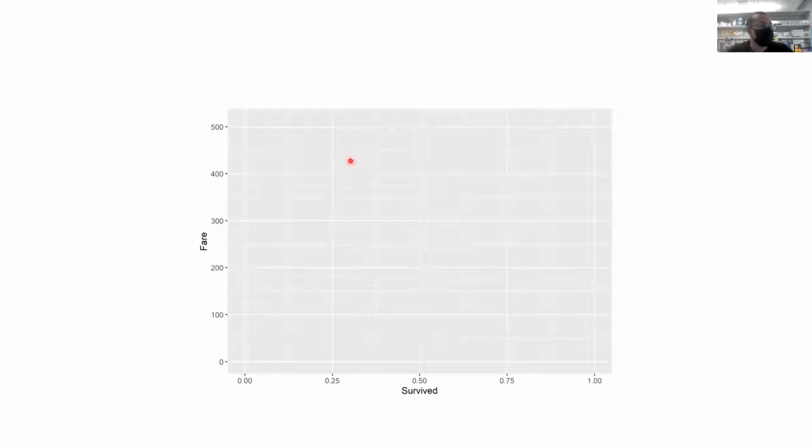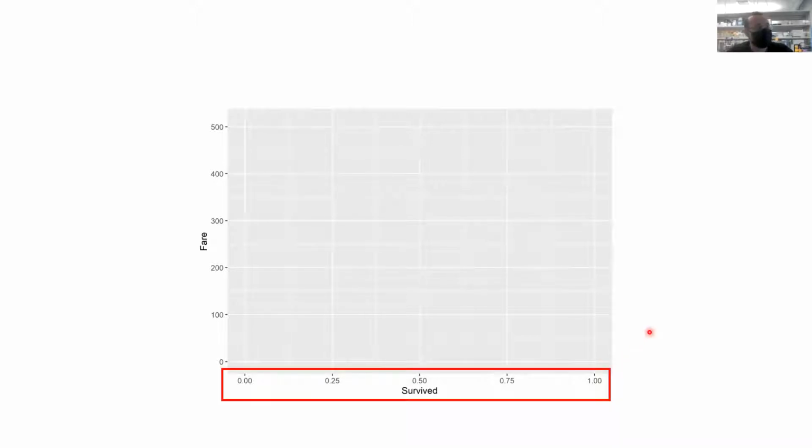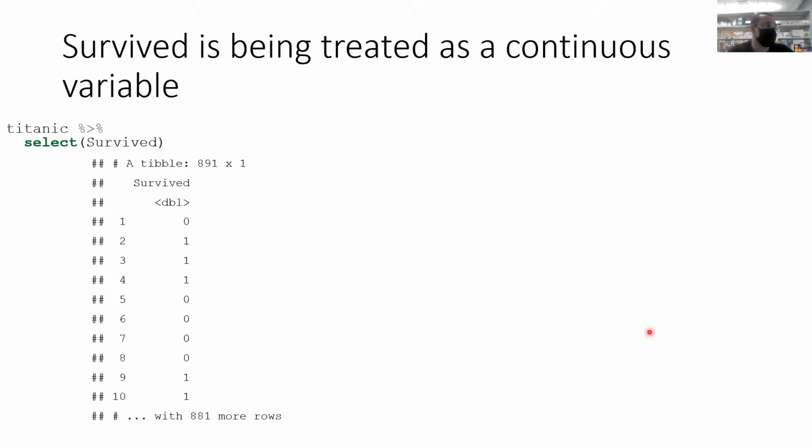And so right away, you notice a problem. Survived here is coded as 0 for didn't survive and 1 for survive. But here it's 0.25, 0.5, 0.75, and then 1. So the problem here seems to be that the survived variable that we're plotting on the x-axis is considered as a continuous variable that can take any value between 0 and 1, which is, of course, not true.